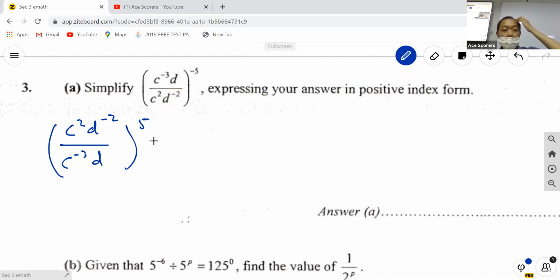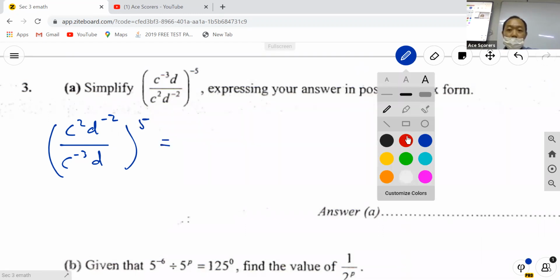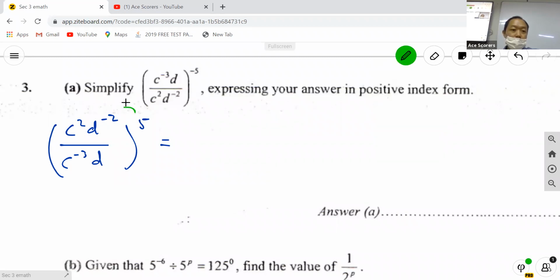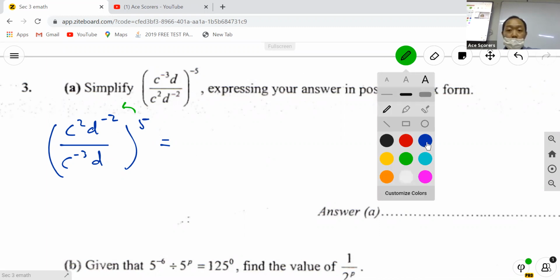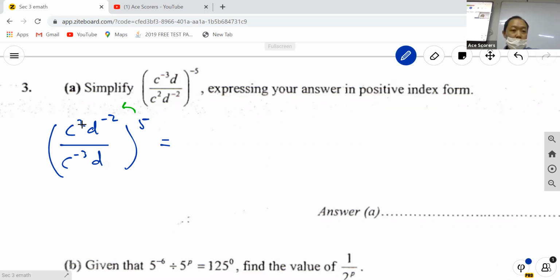Okay, but that's not all. The next thing is the power rule. That means this 5 has to go in. This 5 must go in to all the members inside. So what will it become? C squared to the 5, power means times, so it becomes C to the power 10. Then D minus 2 to the 5, D minus 10. Got it? And then the 5 goes down to the bottom as well. So C minus 15, and then D to the power of 5.